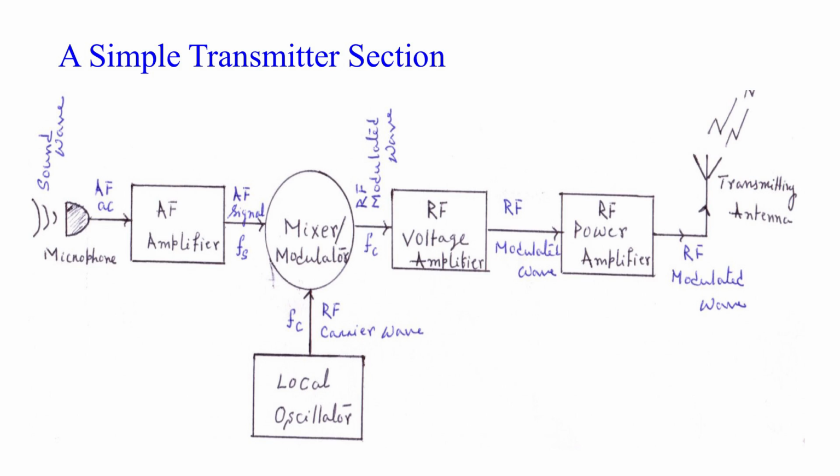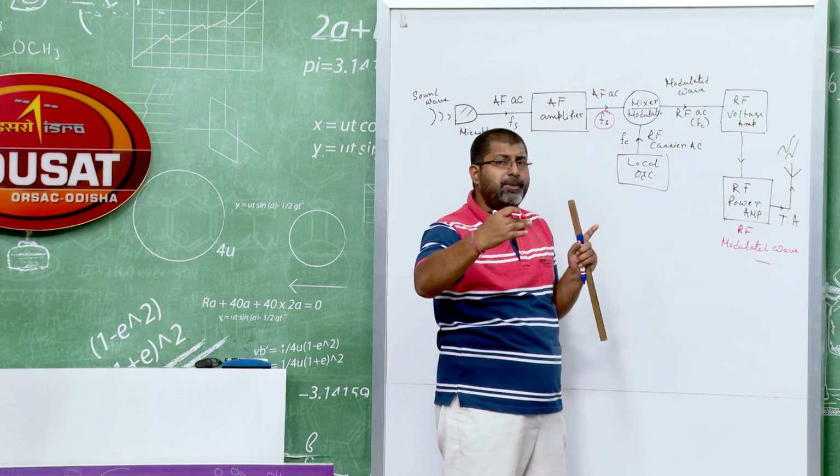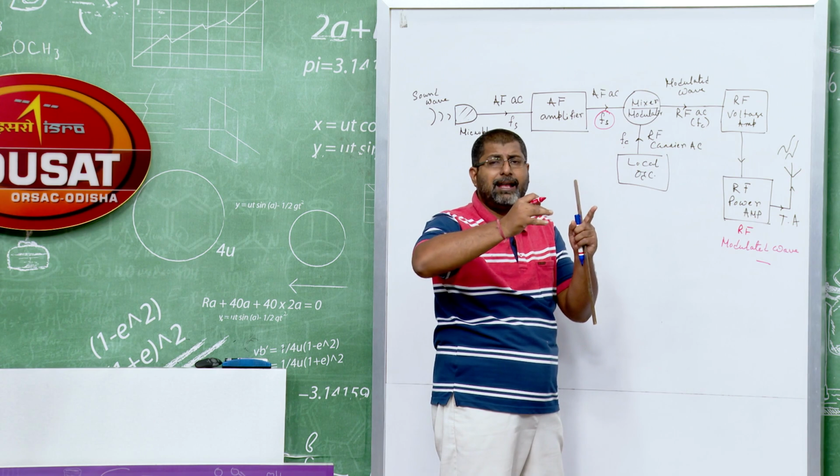This modulator intermixes both, or the signal wave is superimposed upon the carrier wave, and the resultant radio frequency modulated wave, or RF wave, is fed to an RF voltage amplifier to enhance the voltage level of the signal. There are several stages of voltage amplification, but there is only one level of power amplification, and this power amplifier enhances the power level of the signal. Finally, this RF modulated wave is fed to your transmitting antenna and is sent into space towards the receiving station. Later we will learn how the receiver receives this signal and decodes it.